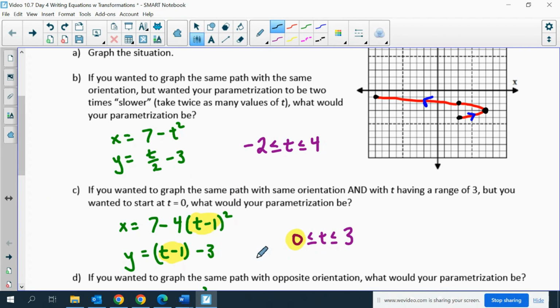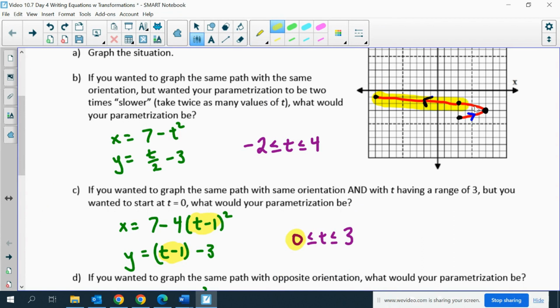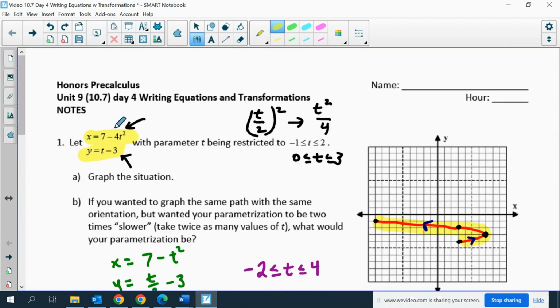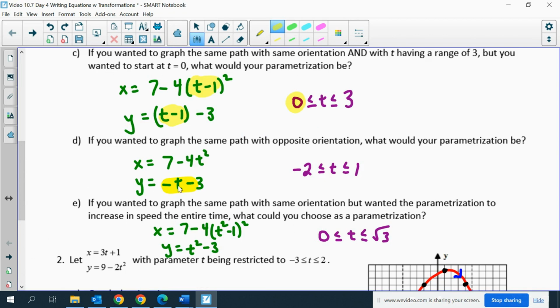Now, if I wanted to graph the same path with opposite orientation, so essentially starting here and working my way down, if I look at these parameters, my x values are really not going to be affected in any way by changing a sign on the inside of my t, because if I do -t, the quantity squared, that wouldn't change anything. But if I change my y values to have a -t minus 3, then now all of my y values basically get flipped.